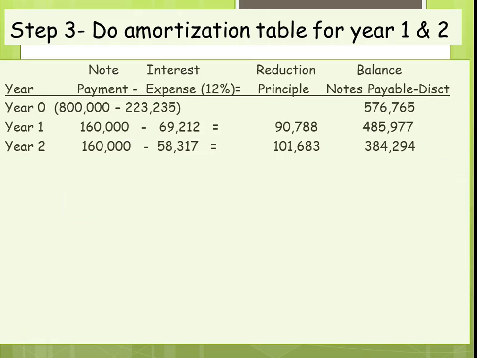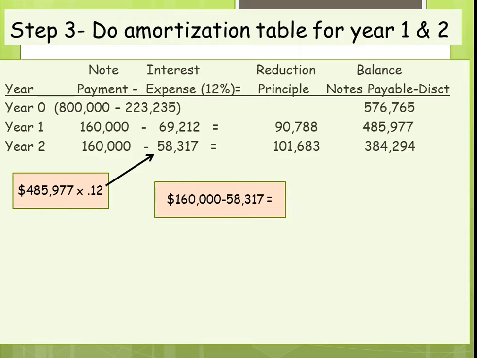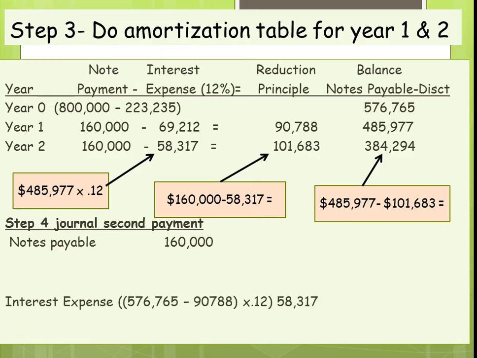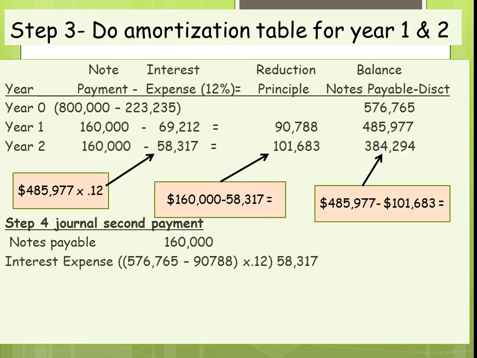Next payment. Again, we take the balance, which is now $485,977, times 12% to get our new portion of the $160,000 payment that goes to interest. The balance is then a reduction to the principal, and now we have a new balance of $384,294. Here is our second journal entry. Notes payable. Interest now is going to be $58,317, and our cash and our discount on notes is $58,317. Now, the method we are using here is the effective rate for booking interest expense.